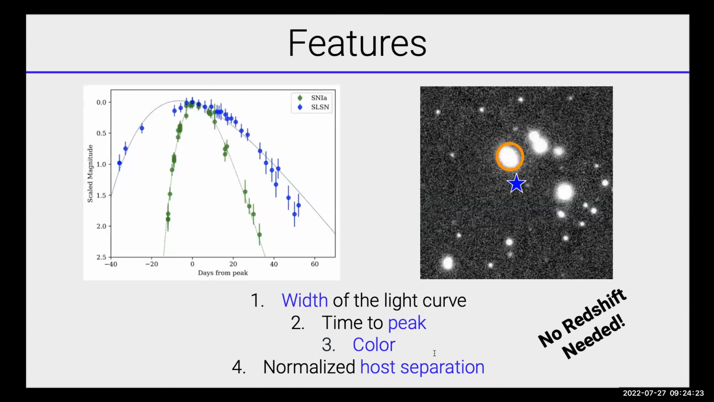And we found that the most important features to distinguish superluminous supernovae from other transients are the width of the light curve, they are very slow, the time to peak, their color, and the normalized host separation, which is just the separation between the supernova and host galaxy divided by the size of the host galaxy. And another key feature here is that no redshift needed, because superluminous supernovae happen in very dim, low luminosity host galaxies, for which we usually do not have a redshift. So you can just feed it in a light curve, a catalog of galaxies, and it will tell you how likely it is to be a superluminous supernova without the need to know the redshift a priori.